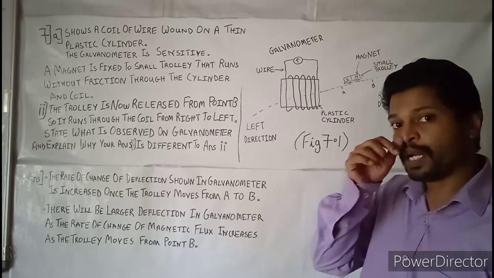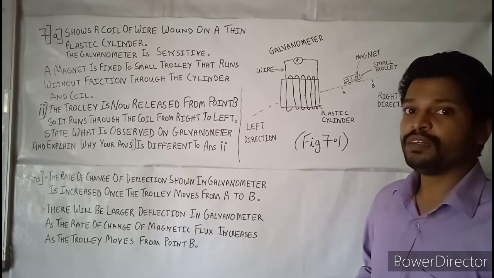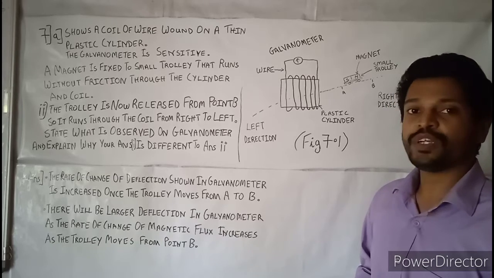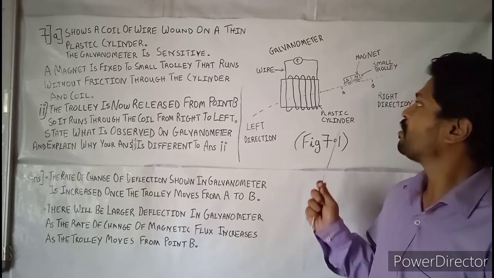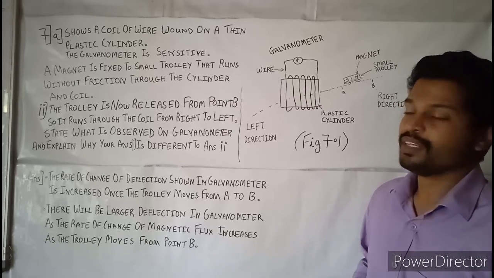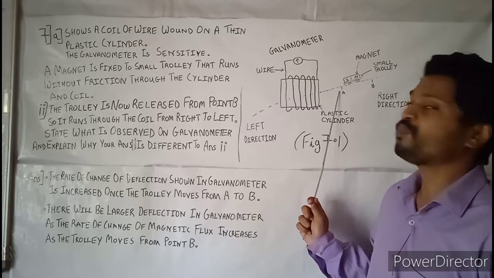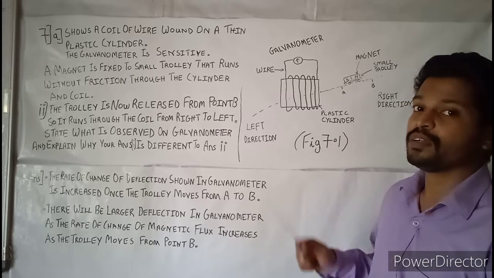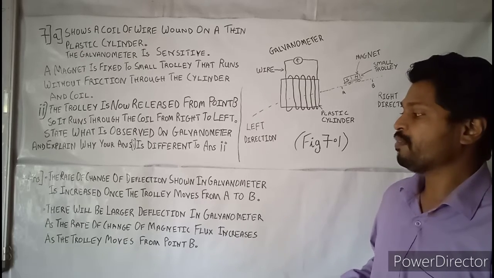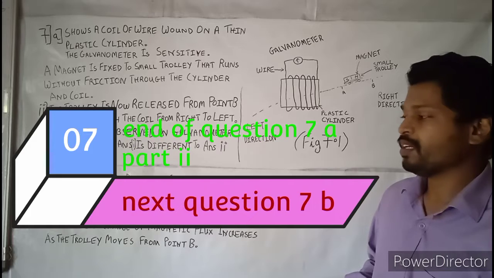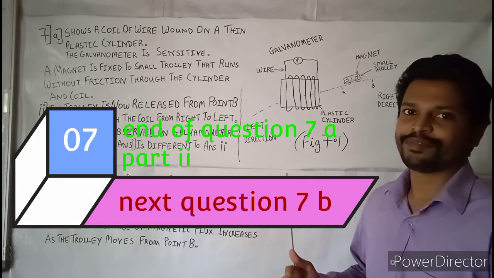So there will be a larger deflection in the galvanometer, and the rate of change of magnetic flux will increase as the trolley moves from point B. So this is the question's answer. Earlier the trolley was over here, now it is over here. When it is moved from point A to point B, the flux increases, and that is why the deflection also increases. So we have answered the seventh question A, the second part. Thank you so much.